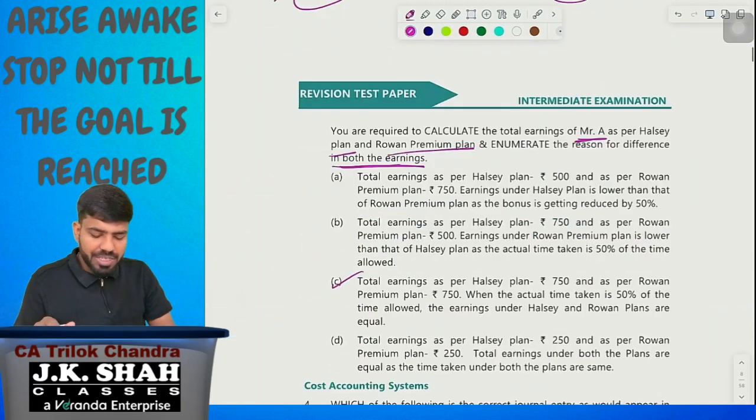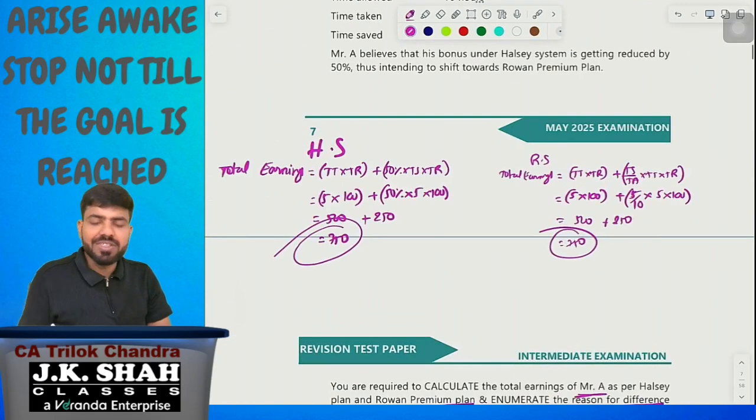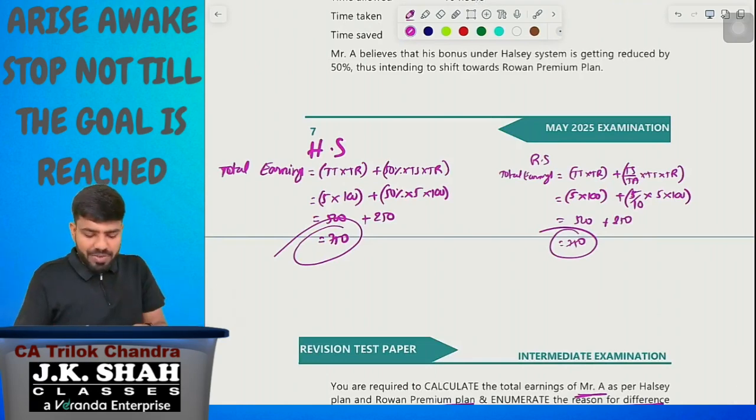Now look at the requirement. Enumerate the reason for the difference in both the earnings. There is no difference at all. Why is there no difference? That is the question now. They are asking, whatever the difference, you enumerate the reason. How to enumerate the reason?